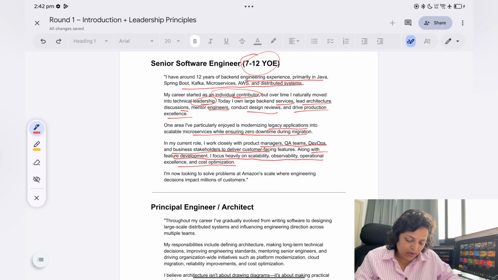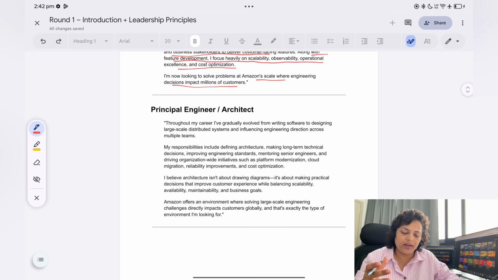I am now looking to solve problems at Amazon scale. Again, Amazon scale, where engineering decisions impact millions of customers. Now, what would a principal engineer or architect answer for this question? For each question you will have different answers according to your role, so you just need to give that kind of answer and not the generic one.